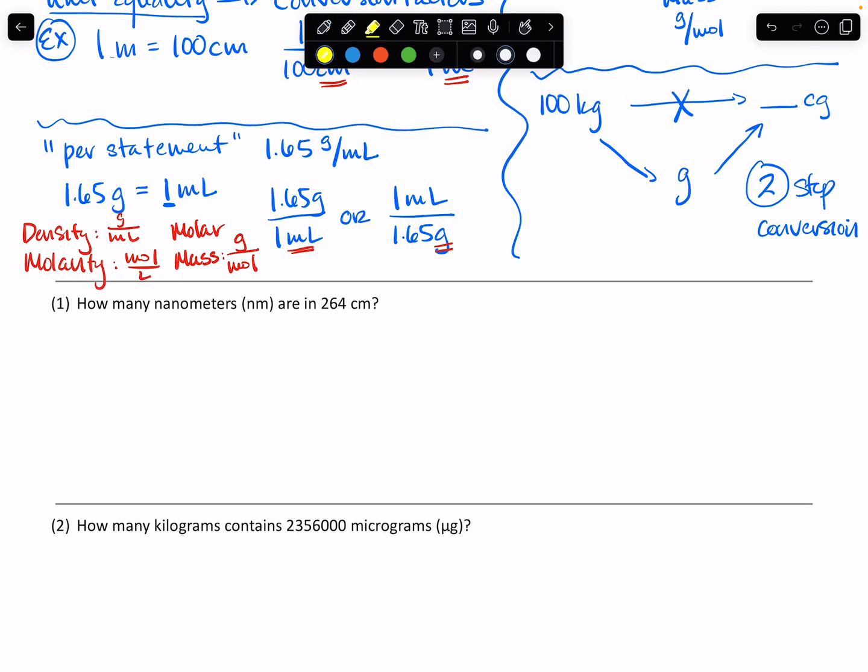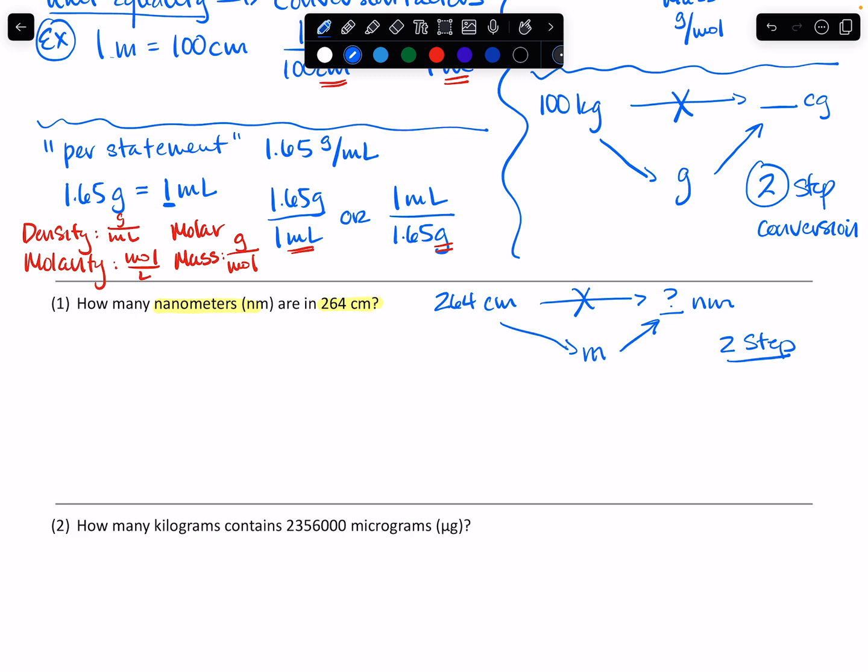This first one: how many nanometers are in 264 centimeters? Again, nanometers, centimeters, I don't know a direct equality between those two. So I'm going to come up with my plan. I have 264 centimeters, and I'm trying to determine nanometers. The first thing I'm going to do is go to the unprefixed unit, the meter, and then I'm going to go out to the nanometers. I'm not going to go directly.